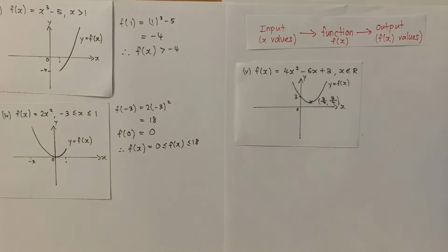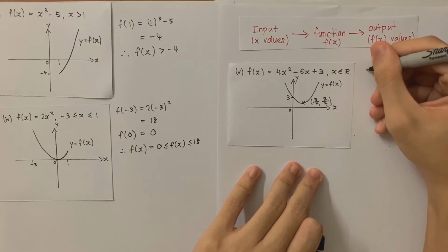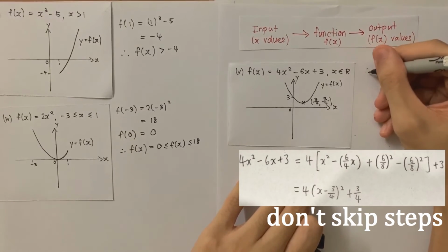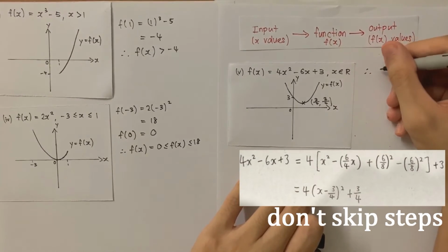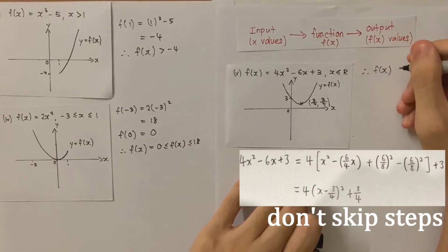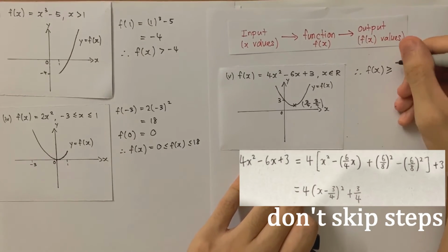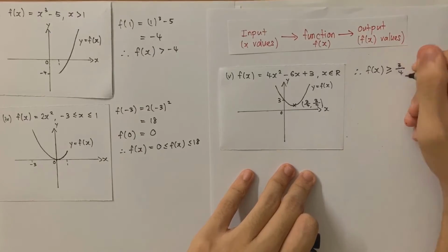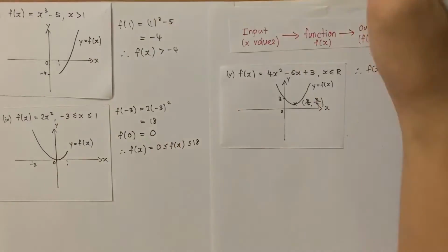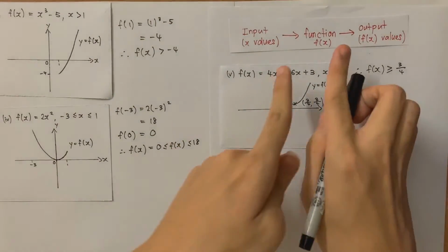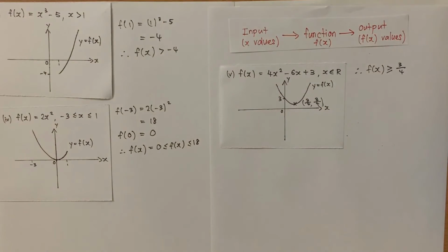It is this coordinate here. X is equal to 3 over 4, y is also equal to 3 over 4. So the minimum point is this. I skipped all the steps for completing the square. So f of x is bigger than or equal to 3 over 4, for this y coordinate up to positive infinity, because you can see it's all going up to positive infinity.